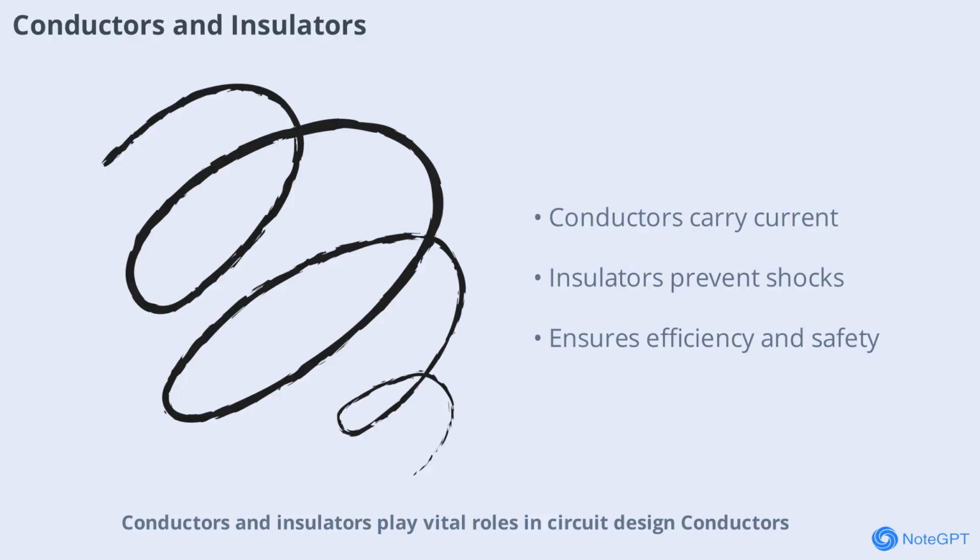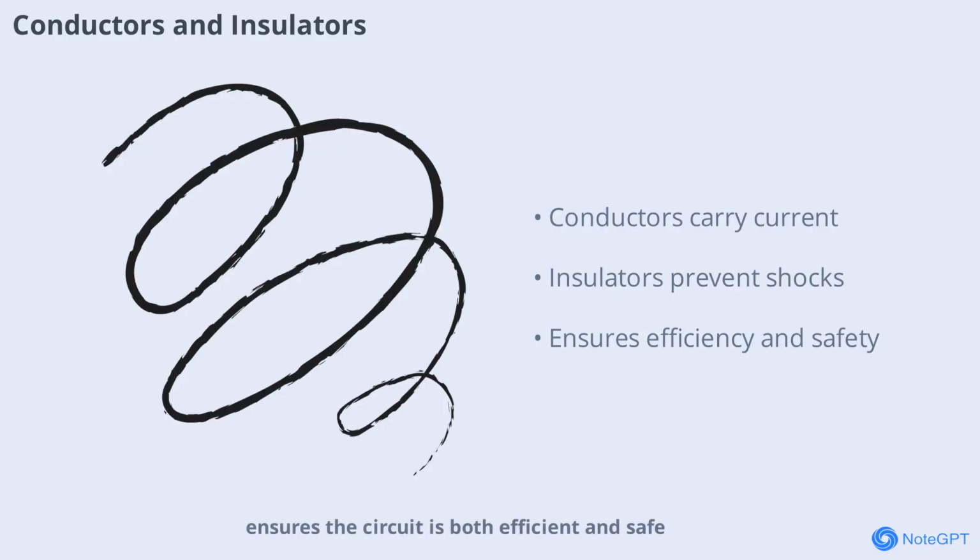Conductors and insulators play vital roles in circuit design. Conductors, like copper wires, allow electricity to flow easily, connecting components together. Insulators, such as plastic coatings, prevent unwanted current flow and protect users from electric shock. Selecting the right materials for conductors and insulators ensures the circuit is both efficient and safe. This balance is at the heart of every well-designed circuit.